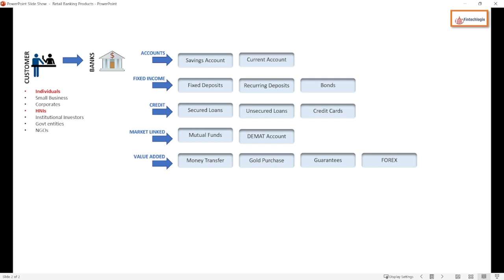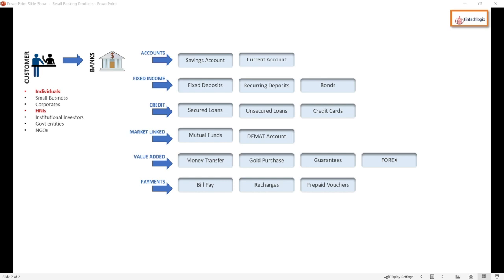Additionally, it has forex as one of the offerings, wherein customers get services in terms of buying and selling of foreign exchange. So the next bundle in this category is payments, where we have bill payments for registered billers.